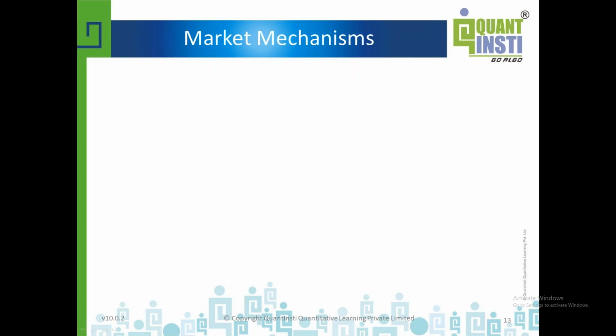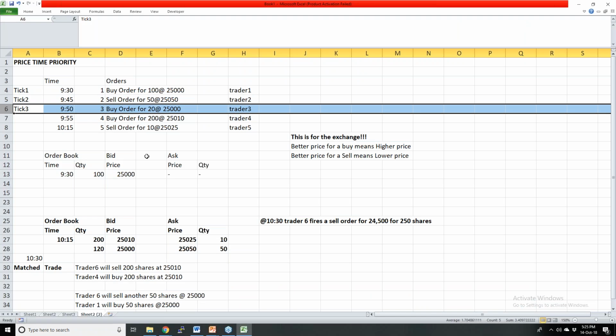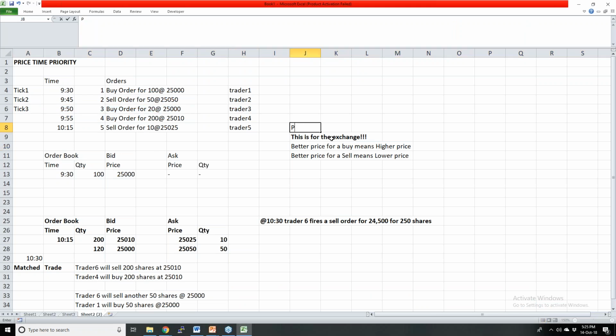Trader 4's bid was higher than trader 1's bid. So why was trader 4's trade executed first? Because this is what price time priority does. Better price. The exchange will match better prices first, and a better price for the exchange, for a buy, means a higher price. For a sell, it means a lower price.